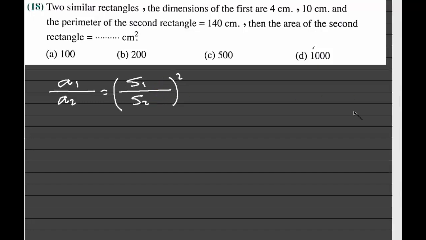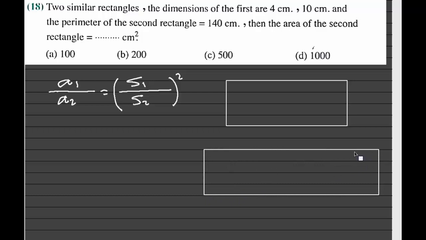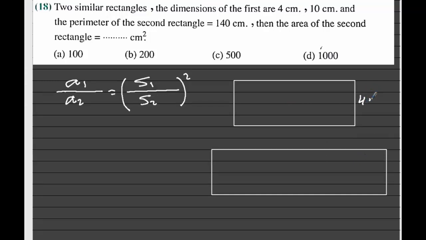So if we have the two rectangles like this, here is the first one and the second, here are two similar rectangles, and the dimensions of the first are 4 centimeters and 10 centimeters, and the perimeter of the second one: if the length is L and the width is W, so the perimeter P2 equals length plus width all multiplied by 2, and also it is equal to 140 centimeters.